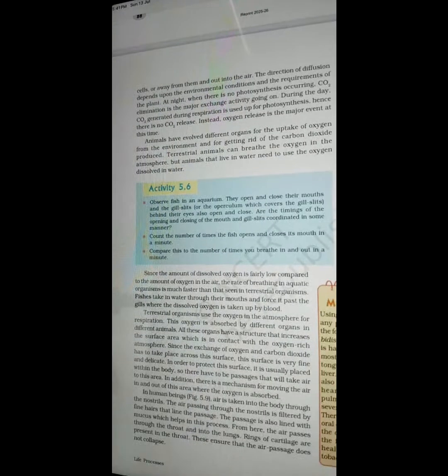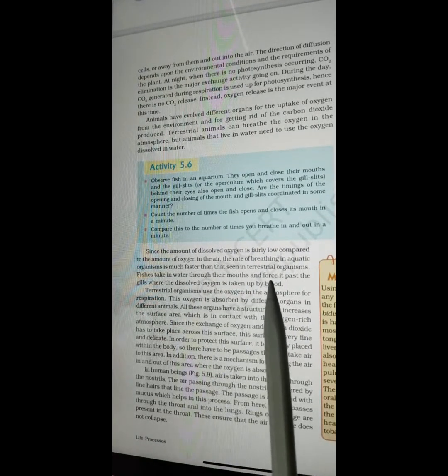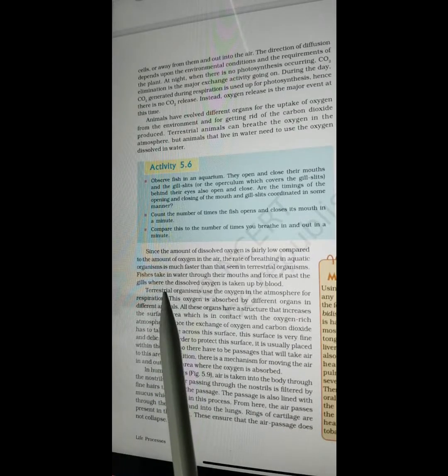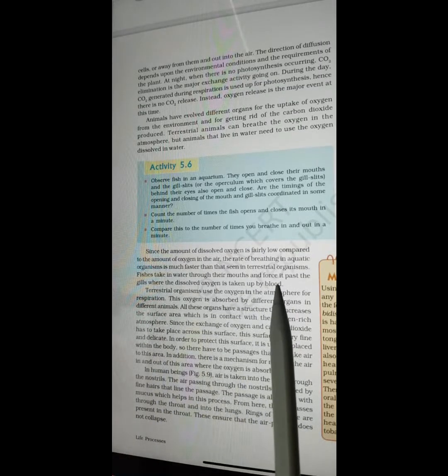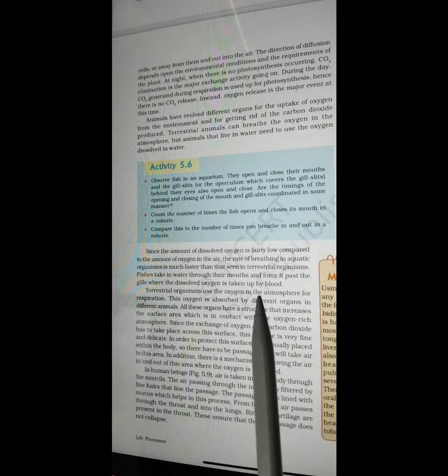Compare this to the number of times you breathe in and out in a minute. Since the amount of dissolved oxygen is fairly low compared to the amount of oxygen in the air, the rate of breathing in aquatic organisms is much faster than that seen in terrestrial organisms. Fishes take in water through their mouths and force it past the gills where the dissolved oxygen is taken up by the blood.